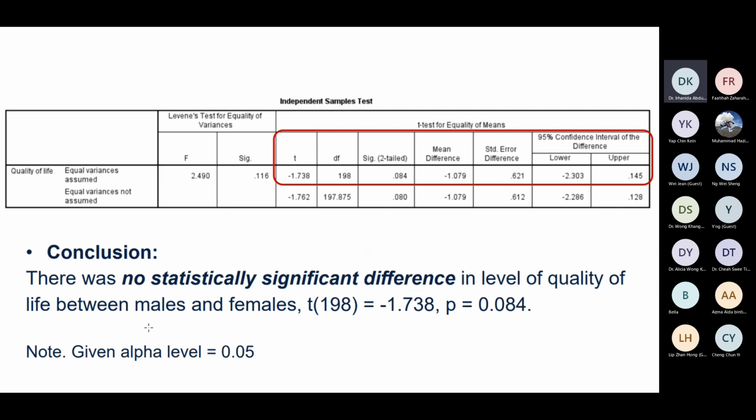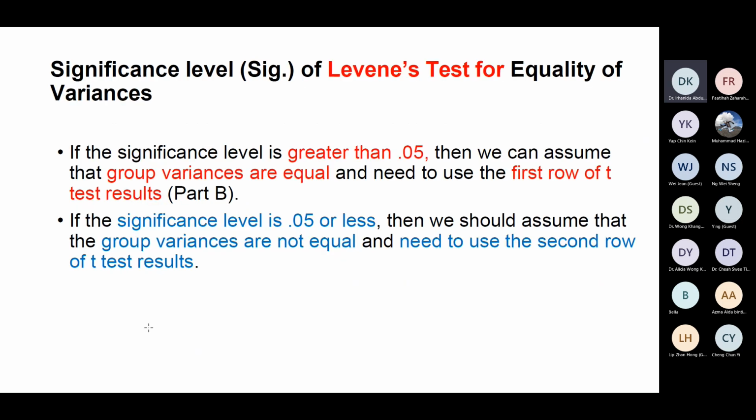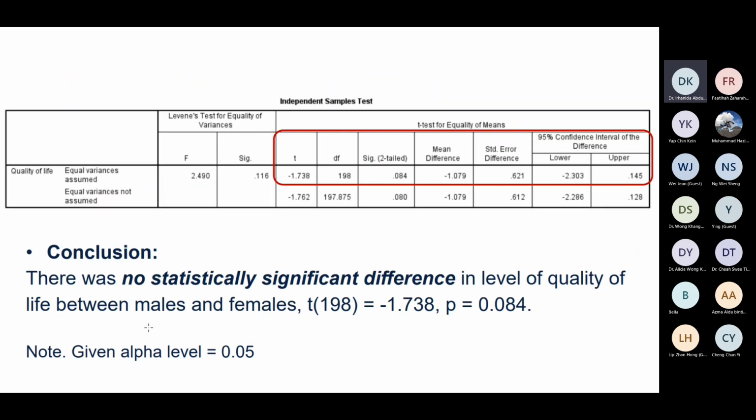It's mentioned here. First part, if the group standard deviation should be equal, then we can use the standard t-test procedure. When the significant level is greater than 0.05, then we can assume that group variances are equal and need to use the first row. Based on our result earlier, this is greater than 0.05, so we read the first row. If this is less, we read the second row. That's why we read the first row, because it is greater.